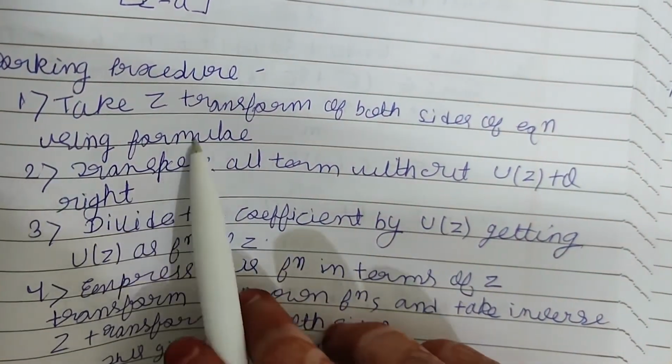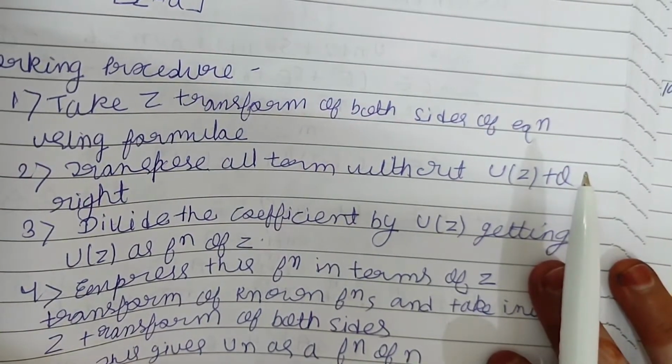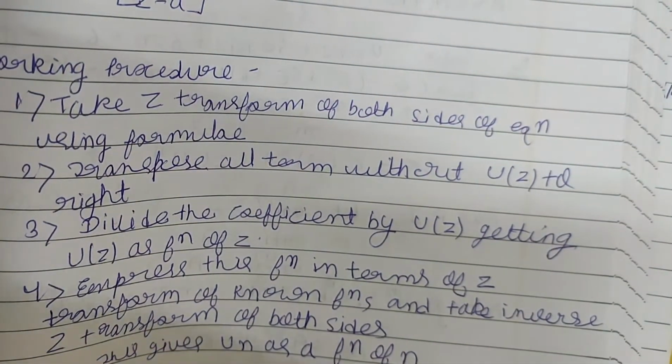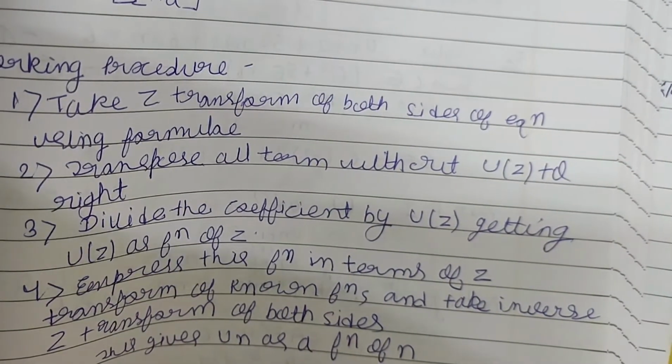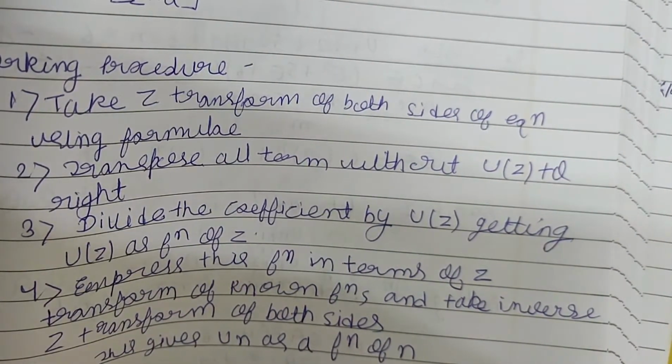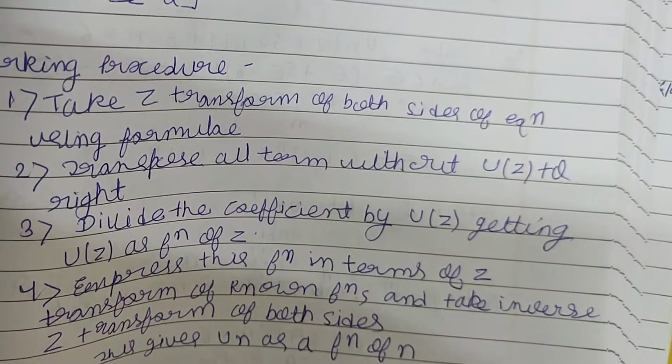The first step is to take Z transform on both sides of the equation using the formula. Suppose any kind of difference equation is given, then take Z transform on both sides by applying the formula which I have shown above. It will get clear through the example which I will show you in some time.